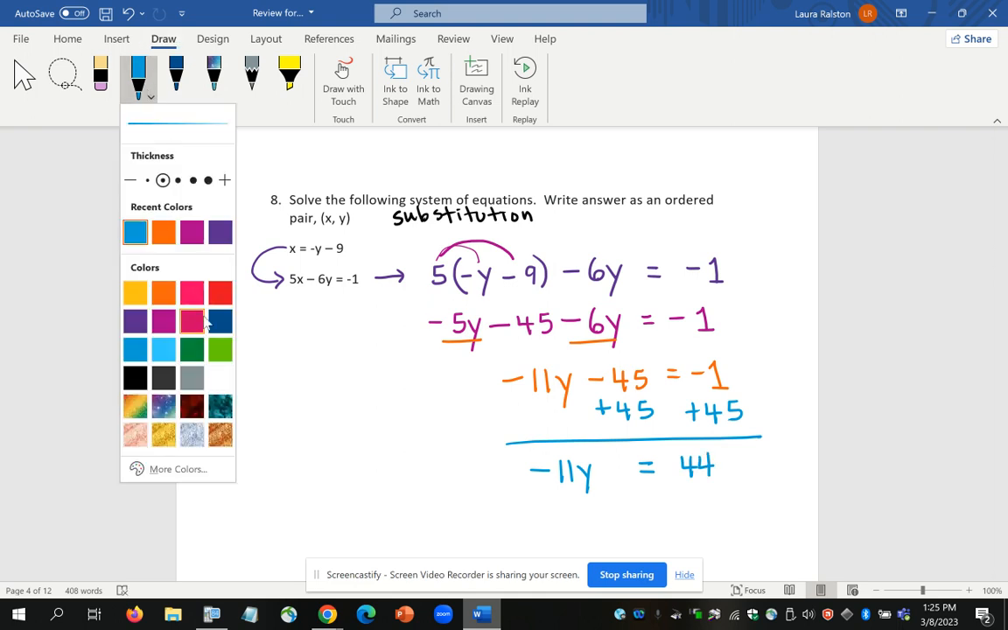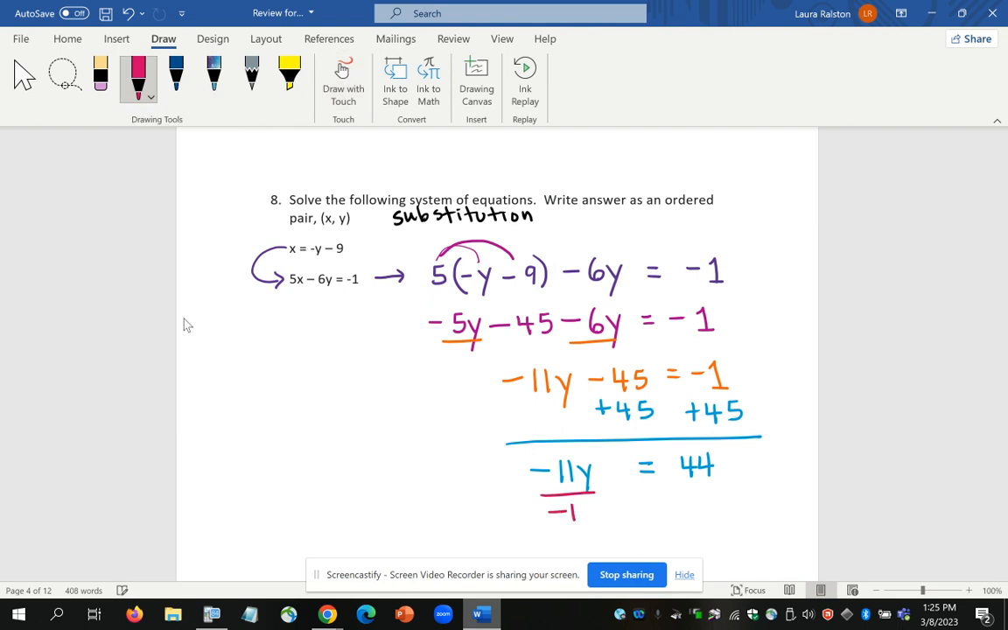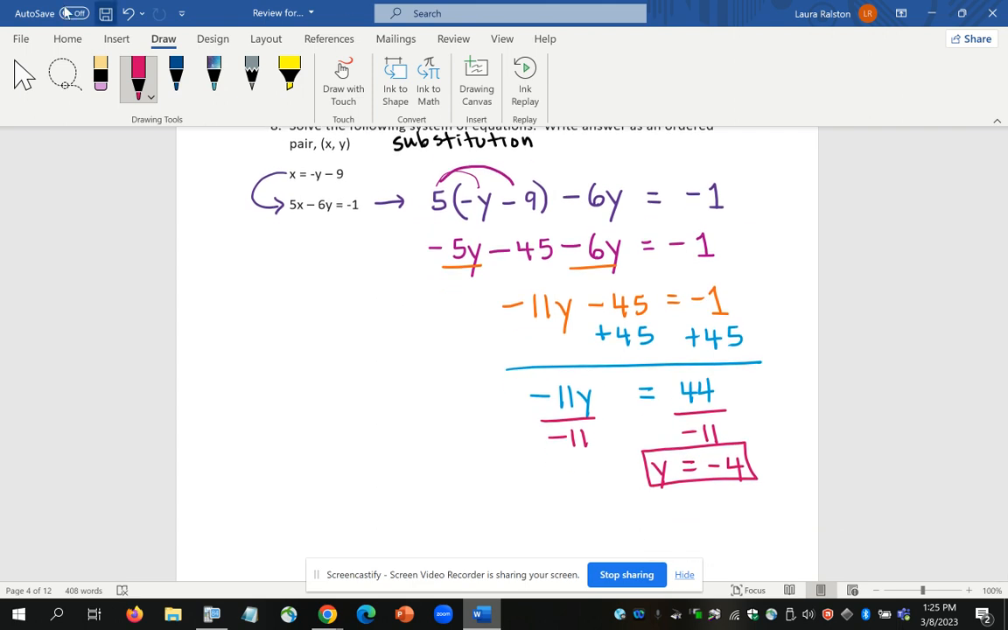Then I'm going to divide both sides by negative 11. So y equals negative 4. So my y value is negative 4.